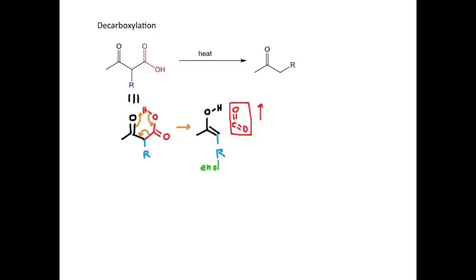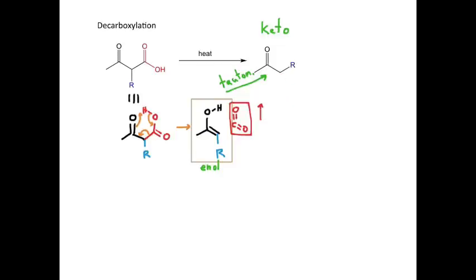And what we can remember is that enols easily undergo tautomerization to the keto form. So here we have the keto form, and the keto form is more stable. So all we've really done here is tautomerization. So we've done tautomerization to go from our enol form to our keto form.